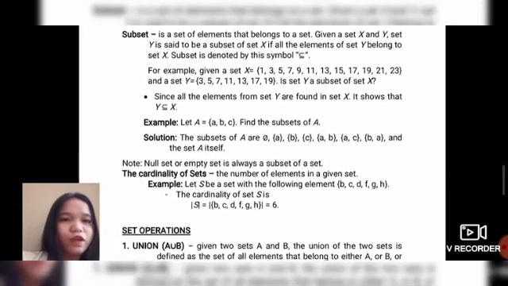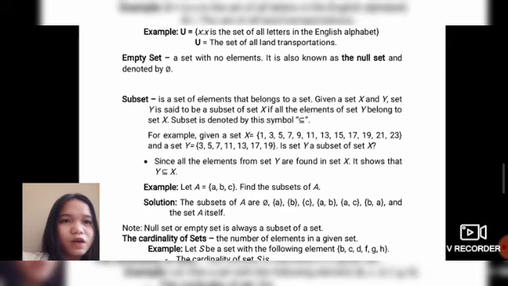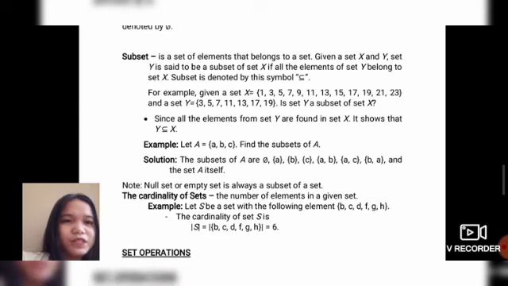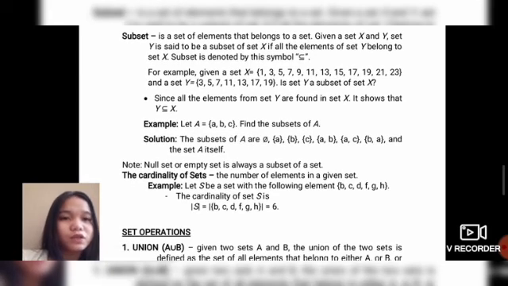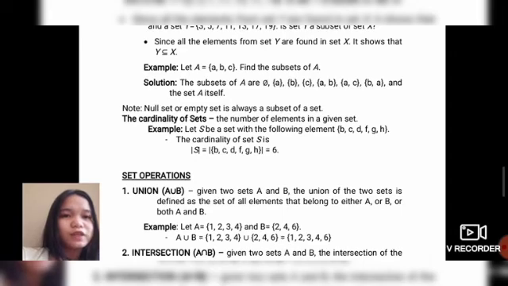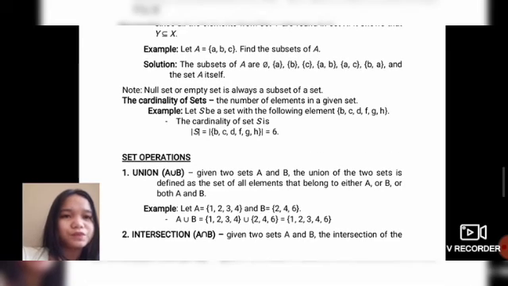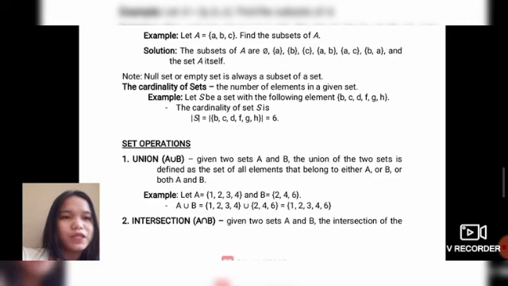Example: let A = {A, B, C}. Find the subsets of A. Solution: the subsets of A are the null set, {A}, {B}, {C}, {A, B}, {A, C}, {B, C}, and the set A itself. Note: the null set or empty set is always a subset of a set. The cardinality of a set is the number of elements in a given set. Example: let S be the set with the following elements B, C, D, F, G, H. The cardinality of set S is 6.